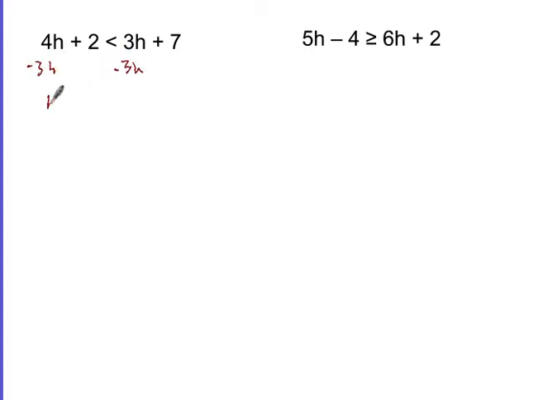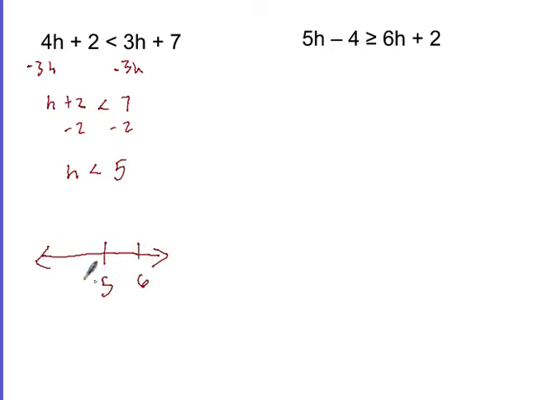So that would be h plus 2 is less than 7. Don't forget to keep your symbols the same. Just keep the same symbol. Now subtract 2. So h is less than 5. So if we were graphing this one, draw a number line, we'd put 5 in the middle, 6 here, 4 here, open circle at 5, and then shade to the left.